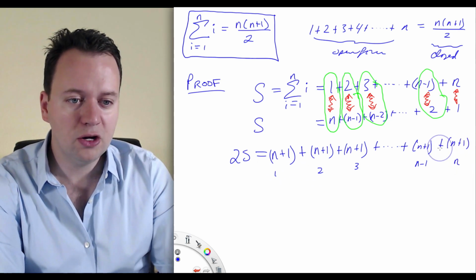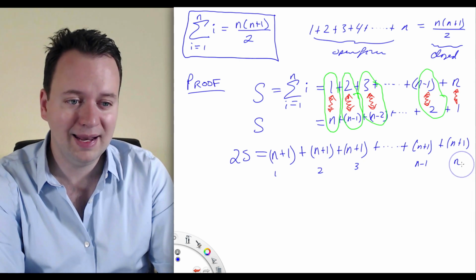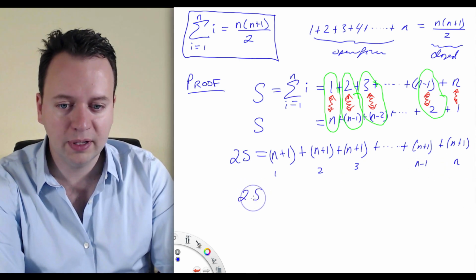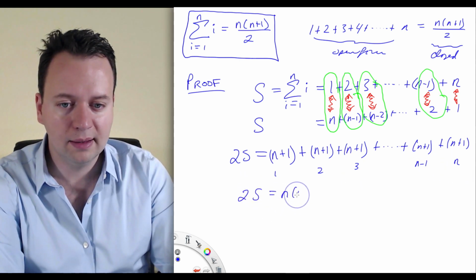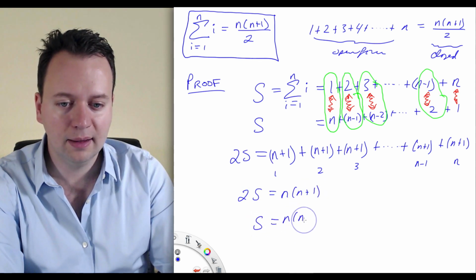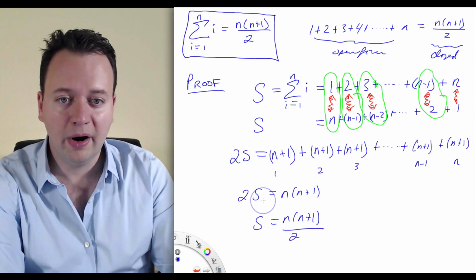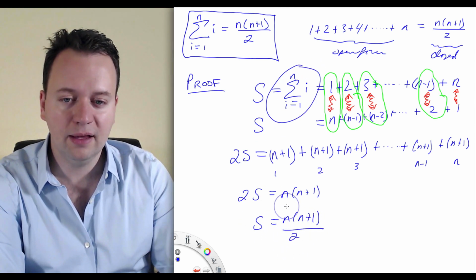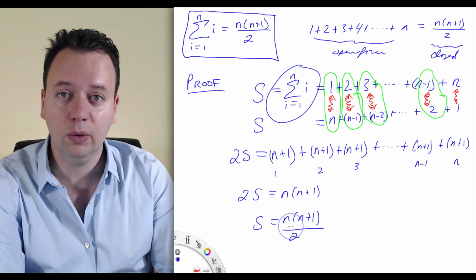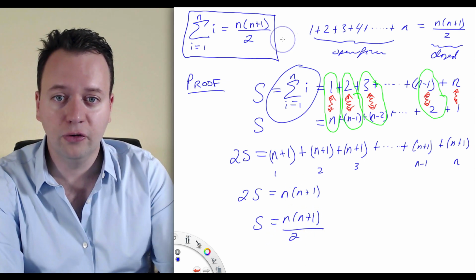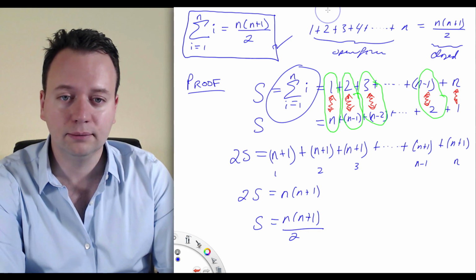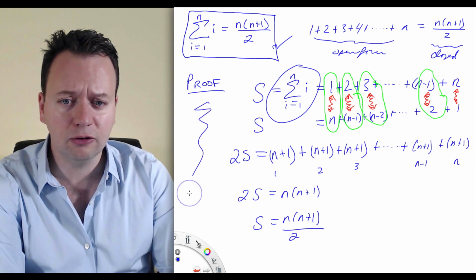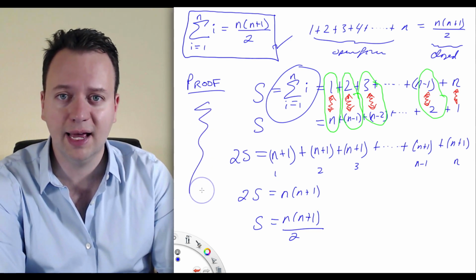So I have a summation of n plus 1 taken n times. So 2 times the sum is equal to n times n plus 1. So therefore the sum has to equal n times n plus 1 over 2. Remember, s was just equal to the sum from 1 to n, so therefore the sum from 1 to n has to equal n times n plus 1 over 2, and there's the formula. So this is a neat little trick that works for this specific example.